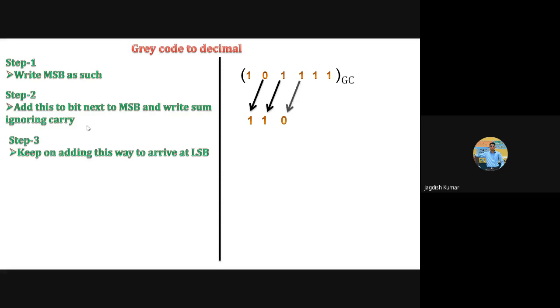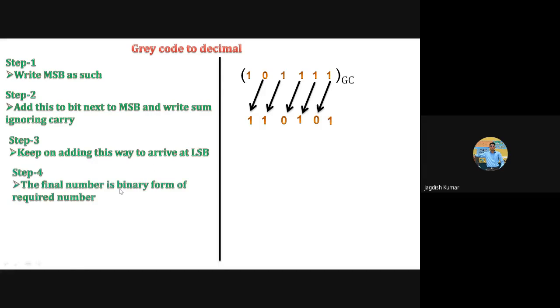Then what we do? Add this one here to this one. What will that do? It will give us 1. 0 plus 1 is 1. Then proceed further. So 1 plus 1, what will that give us? 0. And then the last one as well. We have to continue until we reach the least significant bit. So what will this give us? 1 plus 0, 1.